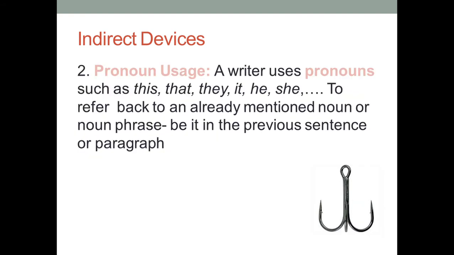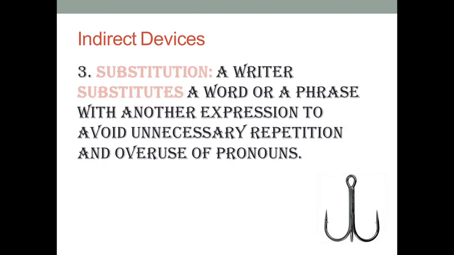The writer might also use pronoun usage. He uses pronouns such as this, they, it, he, she, etc. to refer back to an already mentioned noun or noun phrase, be it in the previous sentence or paragraph. The third type of indirect devices is substitution. A writer substitutes a word or a phrase with another expression to avoid unnecessary repetition and overuse of pronouns.